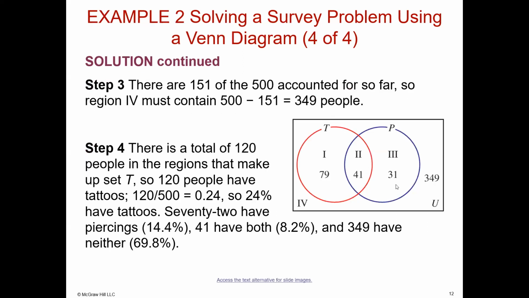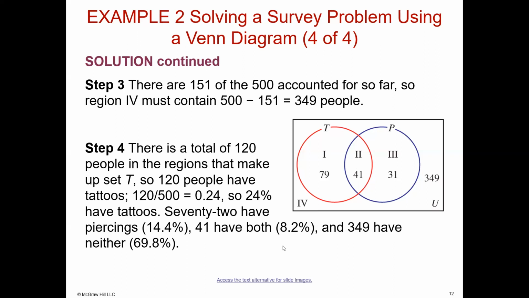And the next question was what percent of our 500 people surveyed have a body piercing? Well, how many have a body piercing? You agree? 41 plus 31, which is 72. Do you agree? And so 72 divided by 500 would give you what decimal? I believe it's 0.144 or something. And then we multiply that by 100%, and we discover that 14.4% of all surveyed have a body piercing.